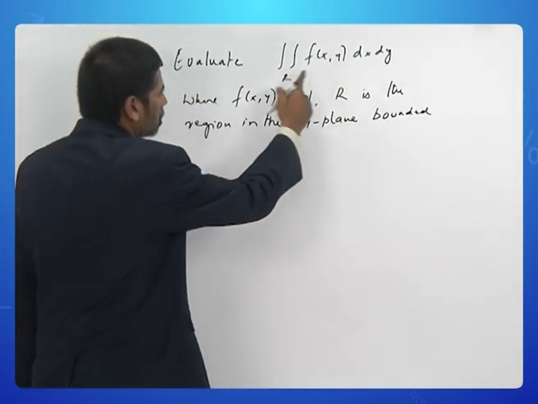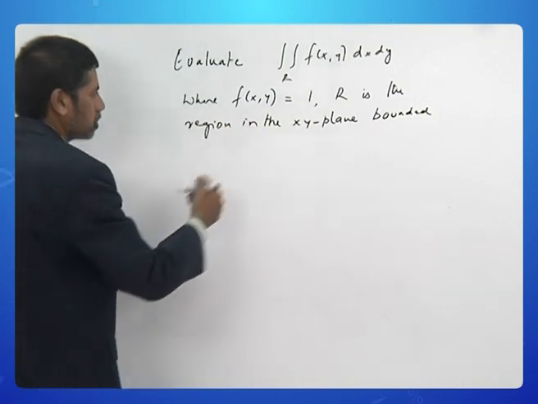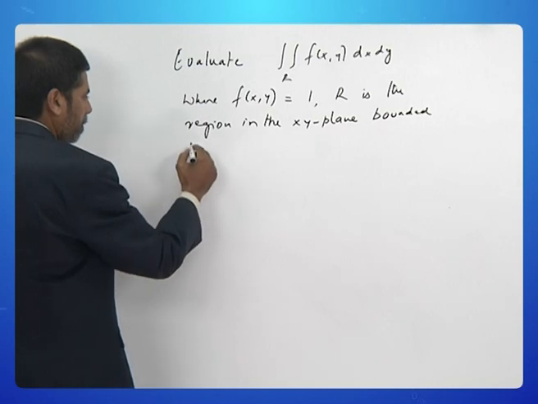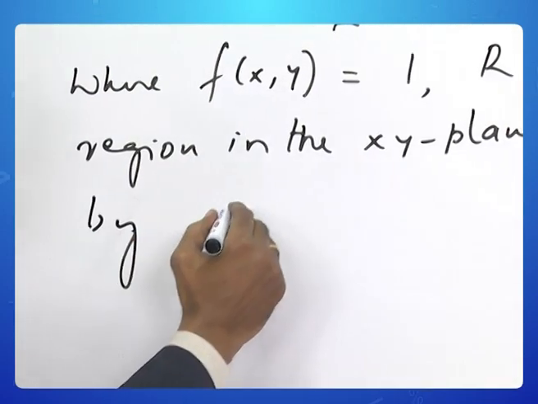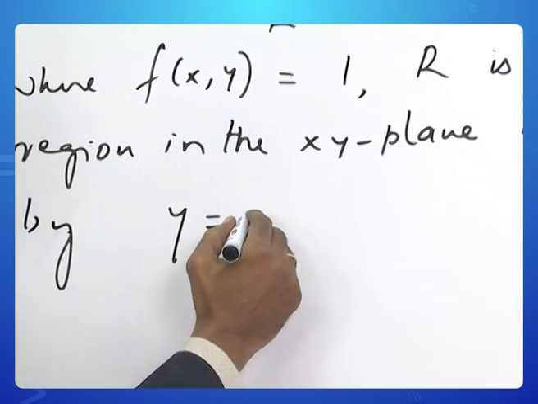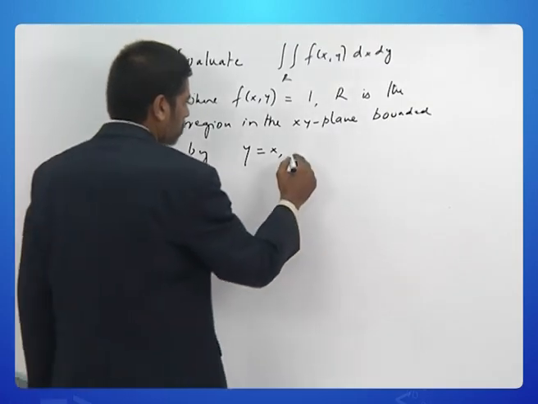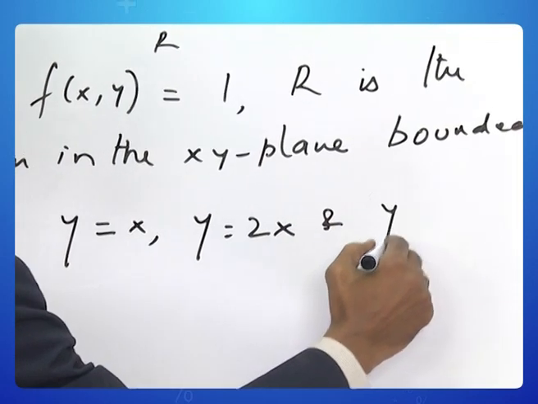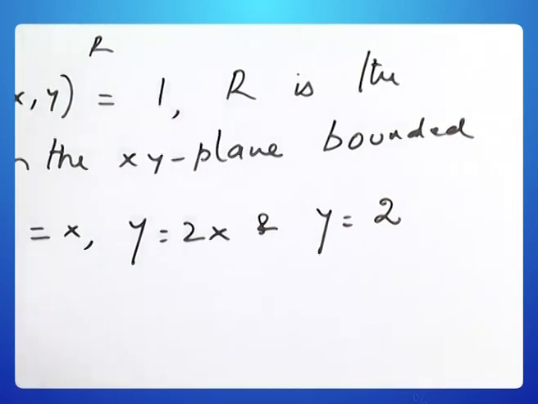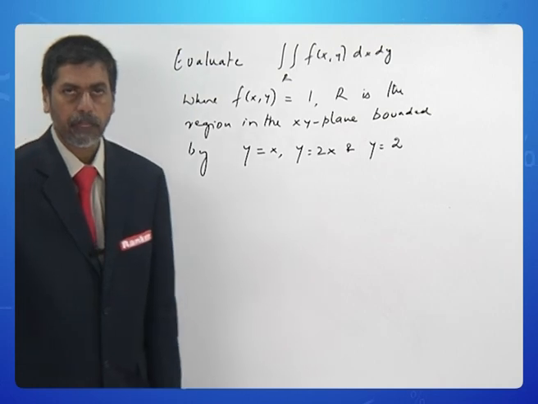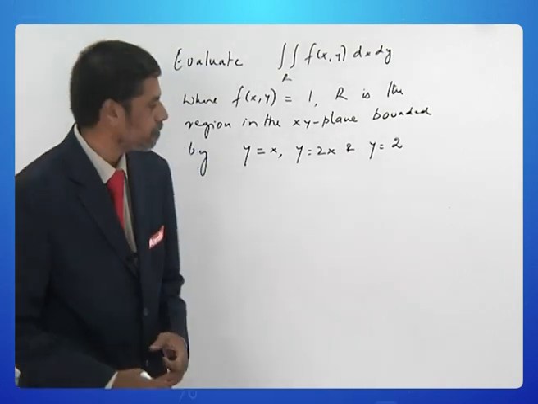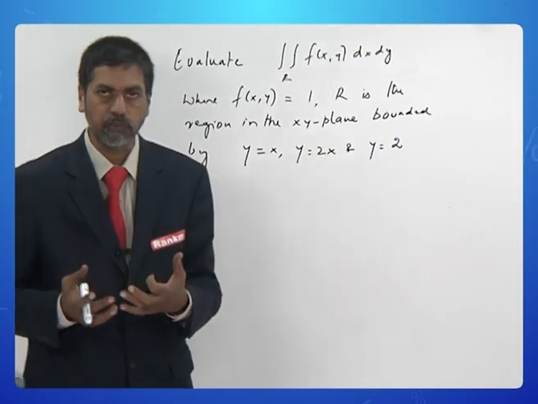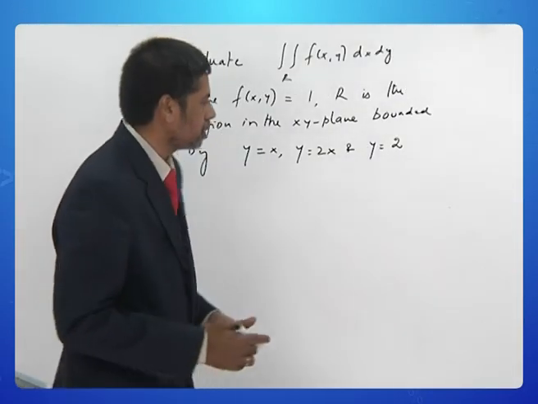The problem is almost like the last question, but I am changing the region bounded by y is equal to x, y is equal to 2x and y is equal to 2. Now here we have 3 straight lines, so obviously the region which is formed will be a triangle.